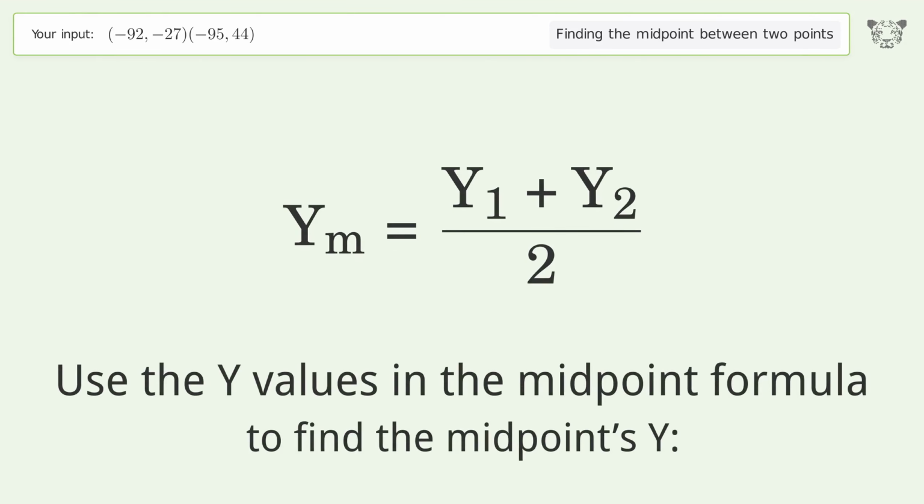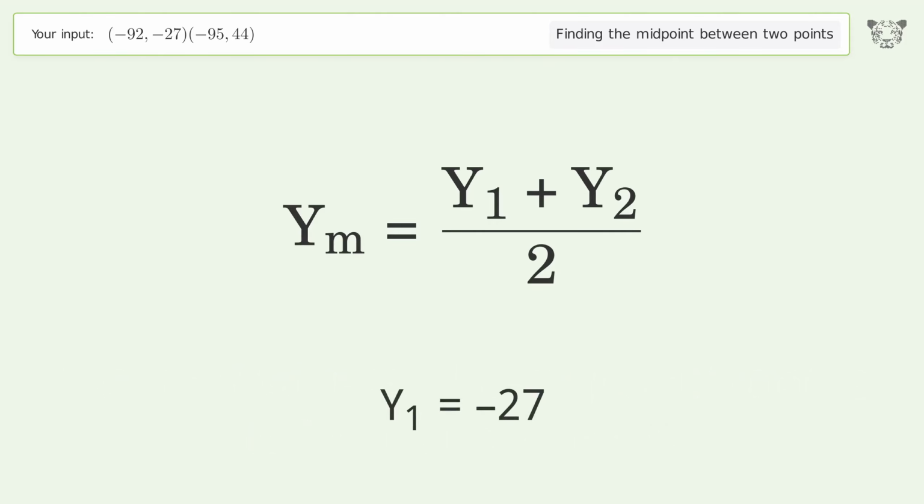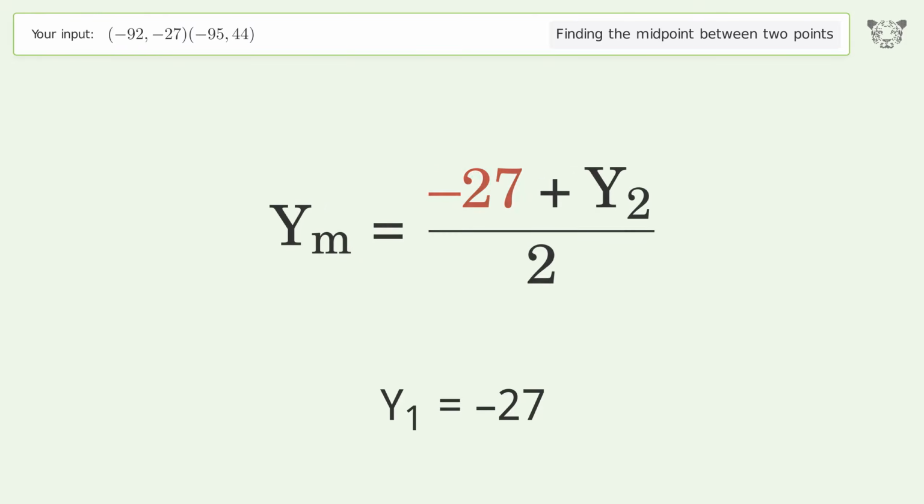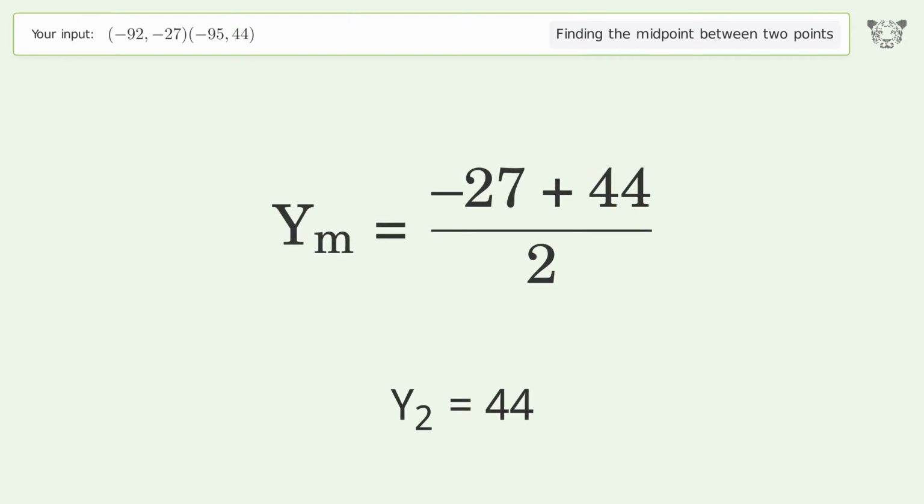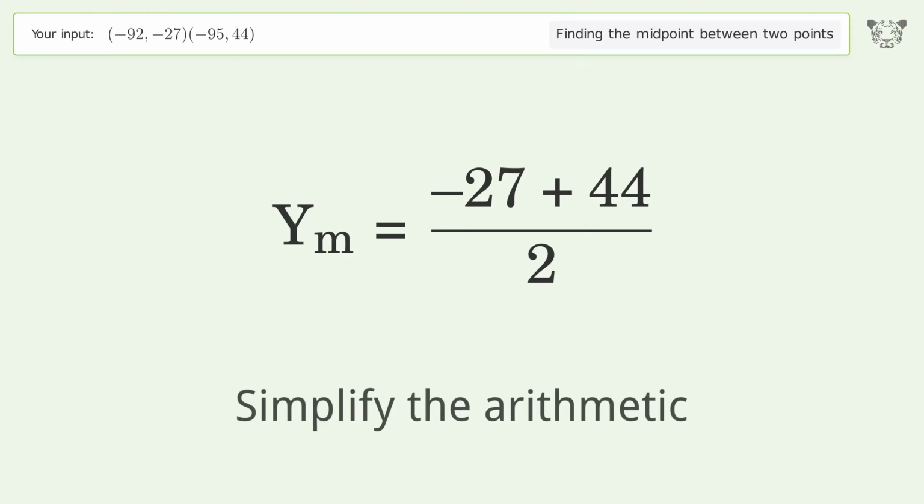Use the y values in the midpoint formula to find the midpoints y. y1 equals negative 27. y2 equals 44. Simplify the arithmetic.